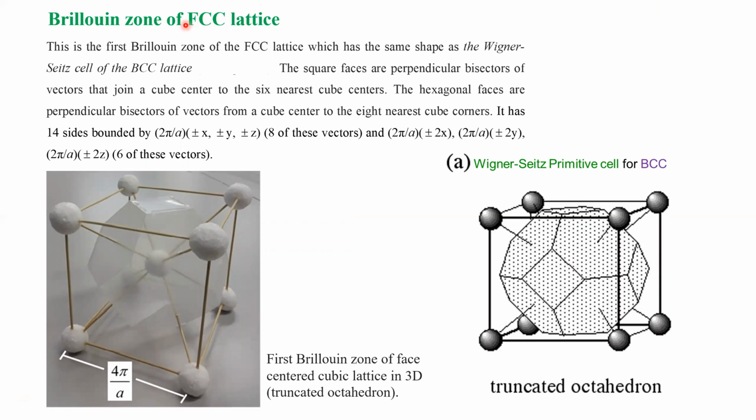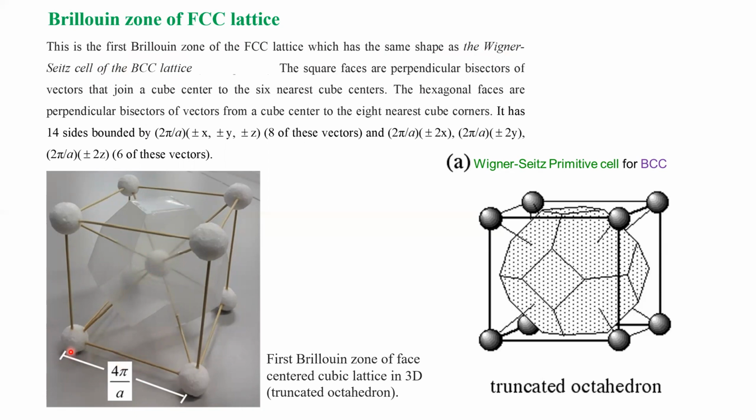Brillouin zone for FCC lattice. Remember, the Brillouin zone of FCC is the same as the Wigner-Seitz cell of BCC, right? Again, the first Brillouin zone of the FCC is the same shape as the Wigner-Seitz cell of BCC. So this is our BCC.